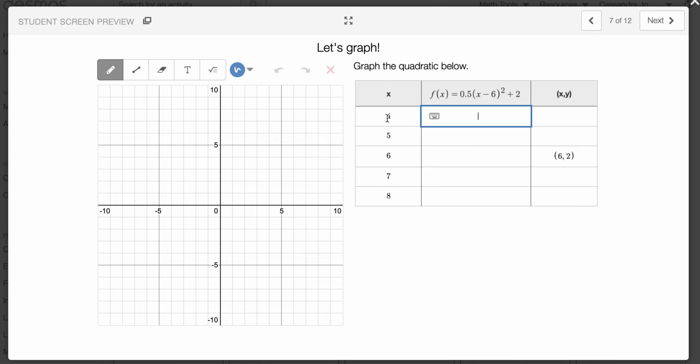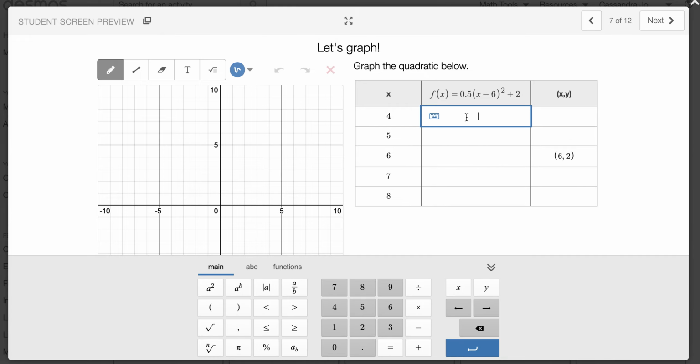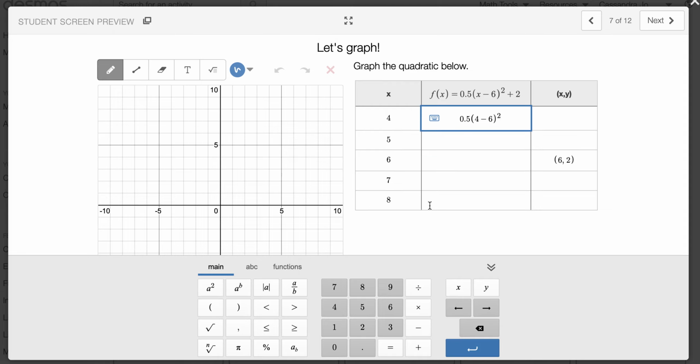So now all we need to do, once we find these numbers, is plug them into this formula. So wherever I see an x, I'm going to plug in a 4. And the nice thing about this Desmos is that once you plug it in, I'm just going to type it exactly as it's written, and you can pull this keyboard up if you'd like to type that way as well. So 0.5 parentheses 4 minus 6, and then down here on the keyboard, it's this a squared button, plus 2.